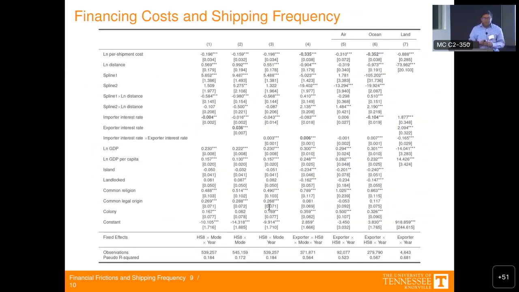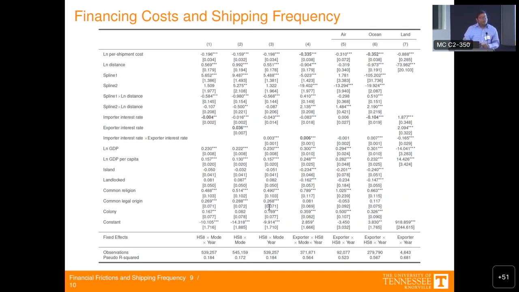And then I also include all those financing costs and their interaction to deal with the omitted variable bias. And I see the per shipment fixed cost effect is increasing. So in column 4, I can see the elasticity is minus 0.335, which is way larger than in the literature. And the interaction term, importer and exporter interest rate, is 0.006. It's a very small interaction term compared to the data, but it is still very significant.